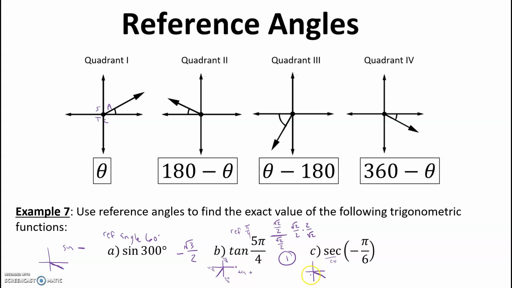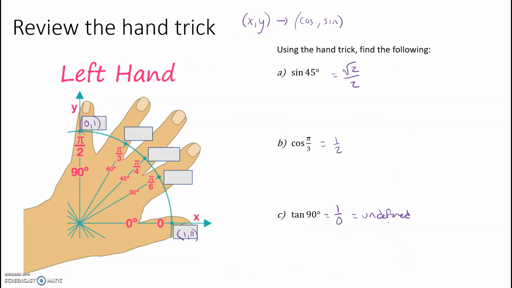So we have A, S, T, C, so cosine and secant are both positive here. So we know secant is positive. Our reference angle is going to be pi over 6, because again, I'm pi over 6 away. So again, with that hand trick, we're going to come back. We want to look at cosine and then flip it.